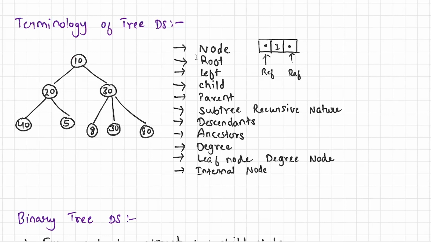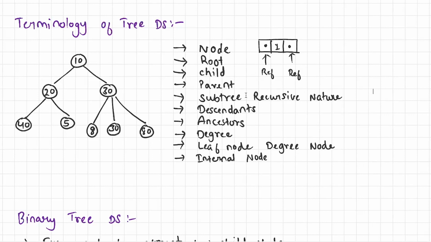Okay. The next terminology is the root. The topmost node of the tree is called the root. The next terminology is child node. The node that is immediately below any specific node is called a child node. For example, the children of node 10 are 20 and 30. Similarly, the children of node 20 are 40 and 5. The next terminology is parent node. The immediate node that is above any specific node is called the parent node. So in the case of 40 and 5, the immediate node above 40 and 5 is 20. So 20 is the parent of 40 and 5.